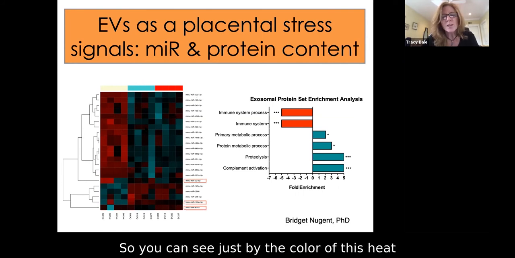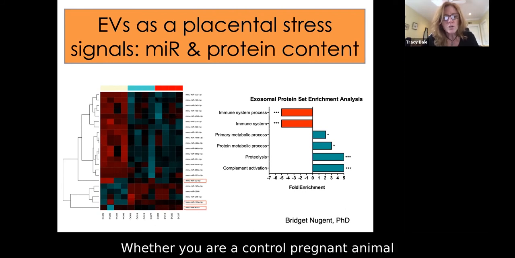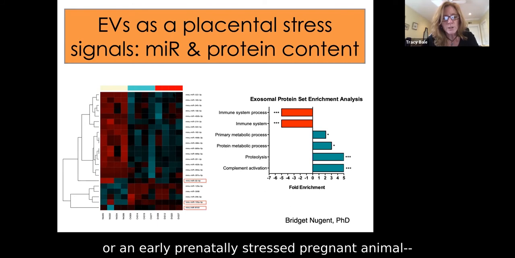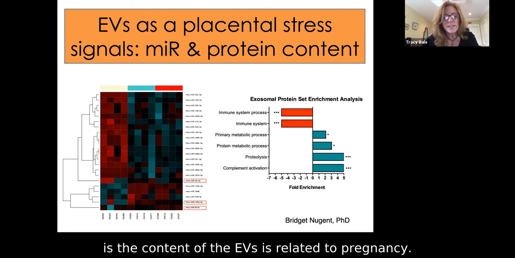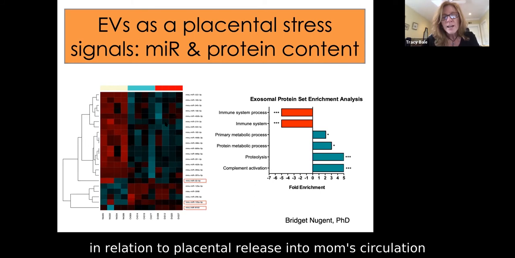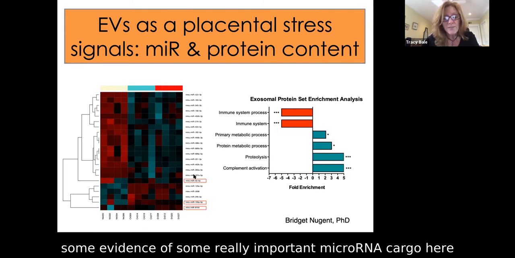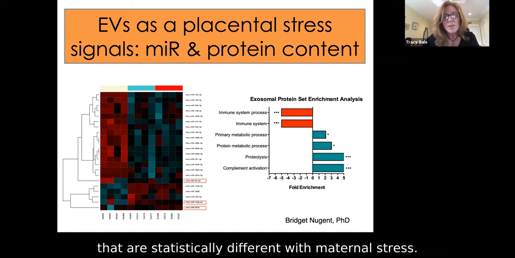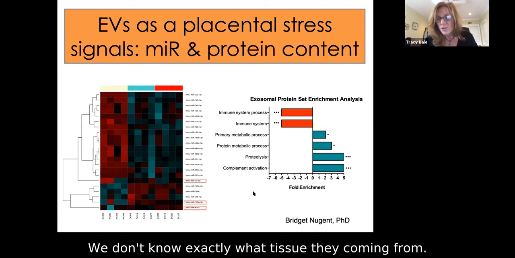So you can see just by the color of this heat map, the biggest difference is the state of pregnancy itself. Whether you are a control pregnant animal or an early prenatally stressed pregnant animal, the biggest difference, no surprise, is the content of the EVs is related to pregnancy. So that supports the idea that extracellular vesicles in relation to placental release into mom's circulation promote a dramatic difference. But we did find that there is initially some evidence of some really important microRNA cargo here that are statistically different with maternal stress. Okay, but remember, these are also from circulation. Okay, so we don't know exactly what tissue they're coming from.